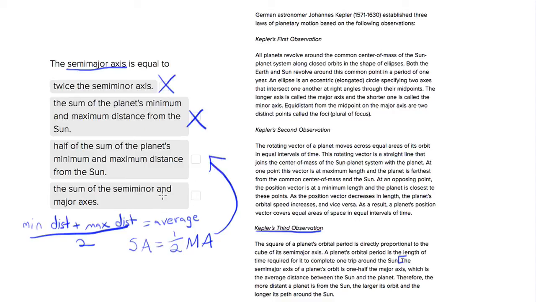And choice number 4, sum of the semi-minor and major axes. We don't know what the semi-minor is, so that's not a good choice. So choice 3 is our answer.